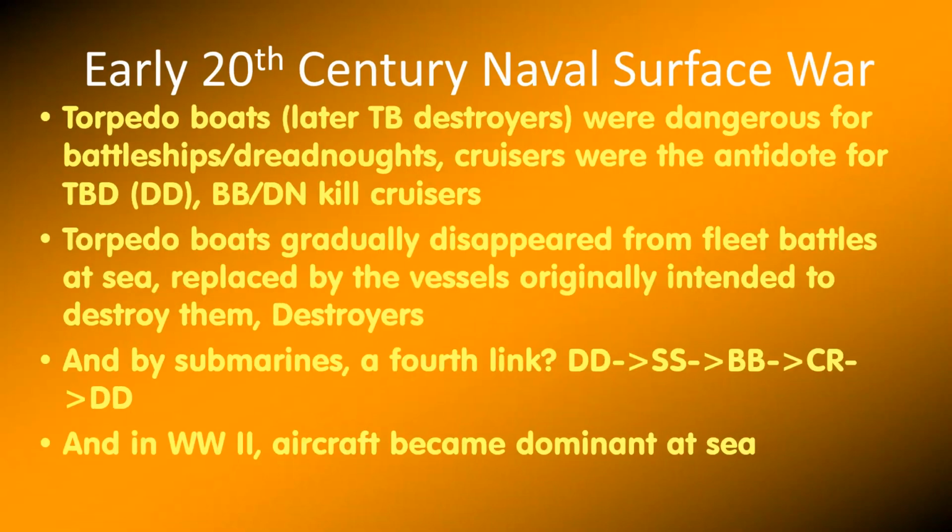Now, how about early 20th century naval surface warfare? You had torpedo boats, which were later displaced by torpedo boat destroyers, which is where the term destroyer comes from. And those torpedo boats were dangerous for battleships and dreadnoughts, which at that point could take very few torpedoes before they would sink. Cruisers were the antidote for the torpedo boat destroyers, and the battleships and dreadnoughts killed cruisers. The torpedo boats gradually disappeared from fleet battles at sea because they were too small to go to sea comfortably, and they were replaced by the vessels originally intended to destroy them, that is, destroyers.